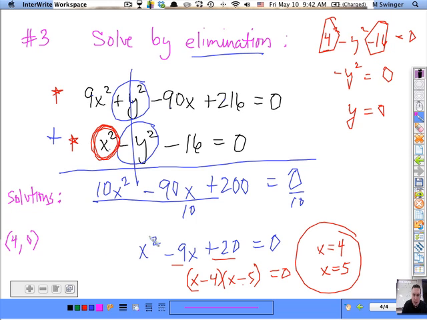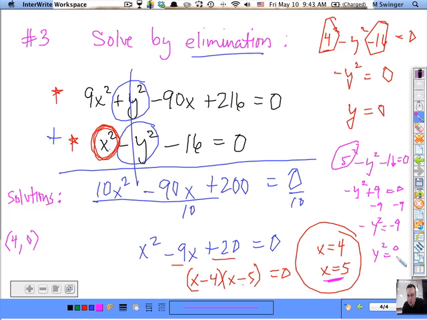Okay. And lastly, when x is 5, we'll put it in the same place. Put 5 here. So we got 5 squared minus y squared minus 16 equals 0, which is 25. There's 25 minus 16, which is 9. So we got negative y squared, we got a positive 9 equals 0. Minus 9 on both sides. Negative y squared equals negative 9, which means y squared equals positive 9 if I divide by negative 1. And lastly, square root.